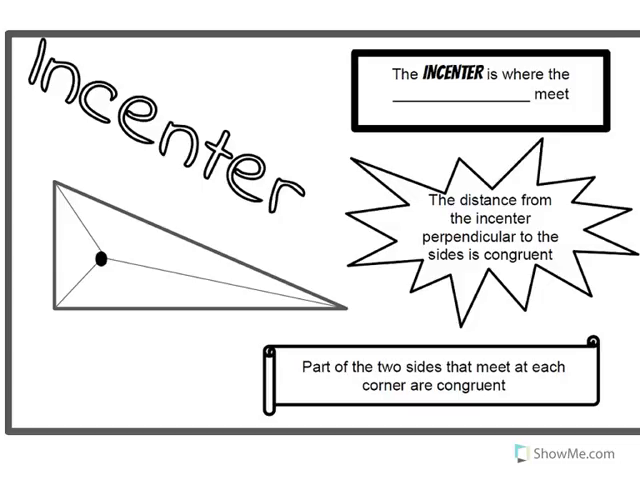So the incenter is where the angle bisectors meet. Angle bisectors means that the angles are getting cut in half. So if you look at this picture, that means that this angle is cut in half, this angle is cut in half, and that angle is cut in half. So that's the first part.